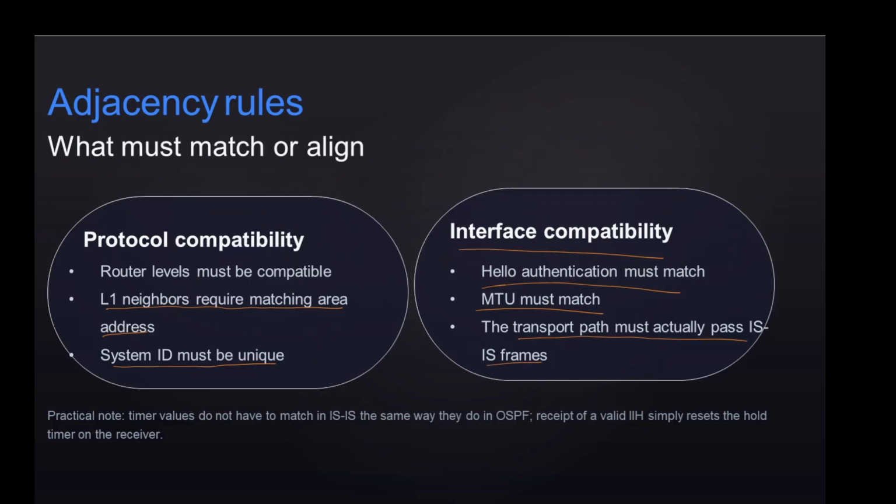In regards to the timers, it is important to note that the timer values do not need to match in IS-IS the way they have to match in OSPF. As long as we receive IIH, or IS-IS hello messages, from the neighbor before the hold timer expires, the router simply resets the hold timer. The bottom line is that the hello timer on the two IS-IS speaking routers does not need to match, and it's an advertised parameter, not something that is negotiated.